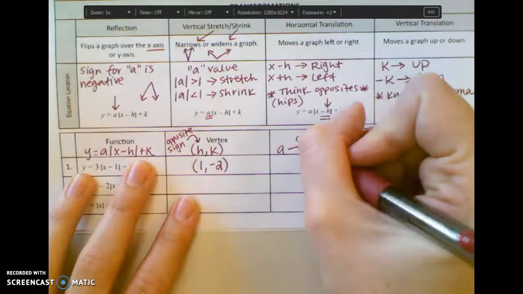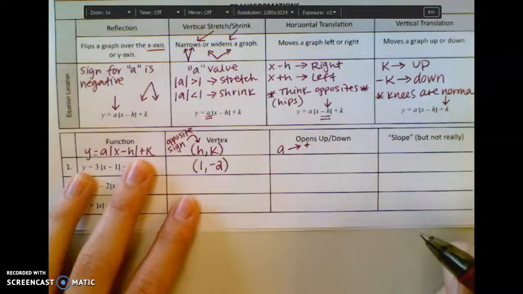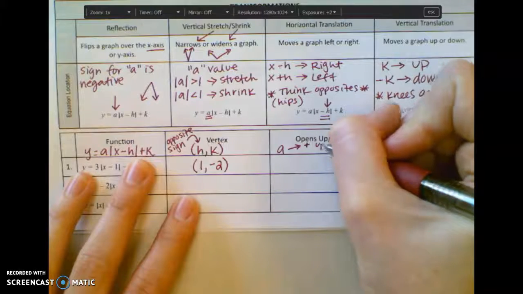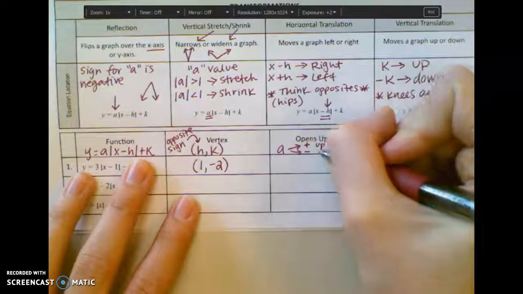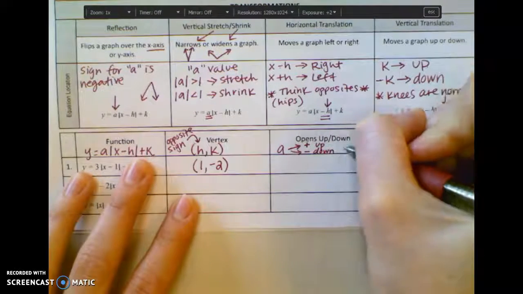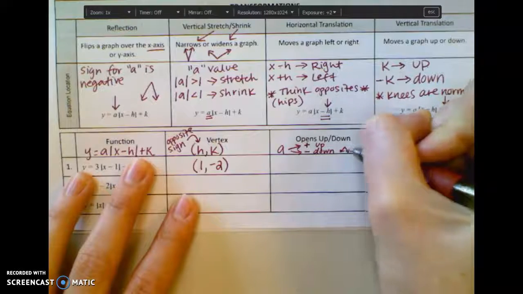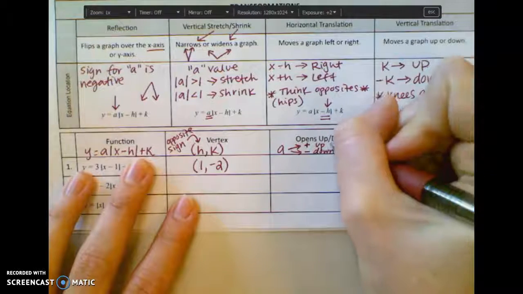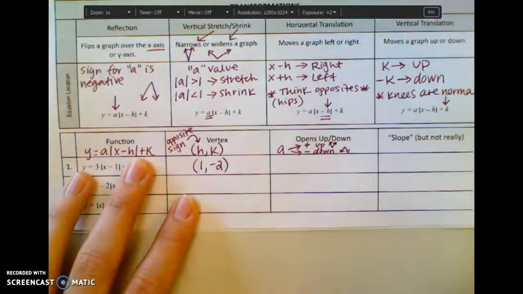So if my a value is positive, if it's plus, it's going to open up. And if it is negative, it's going to open down. So if it opens down, it looks like that. If it opens up, it looks like that.